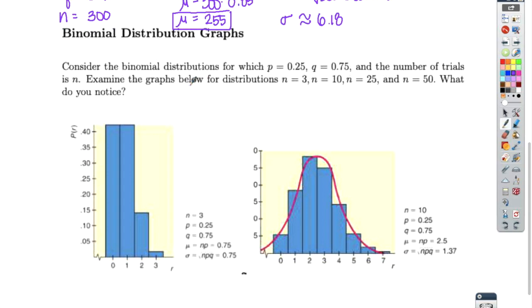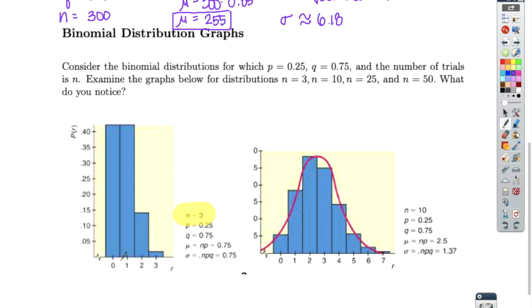The graph on the left below is n equals 3. So right here, n equals 3. Now, when you have 3 trials, there are actually 4 things that can happen. It's always one greater than your number of trials. You could have 0 successes, you could have 1 success, 2 successes, or 3 successes.